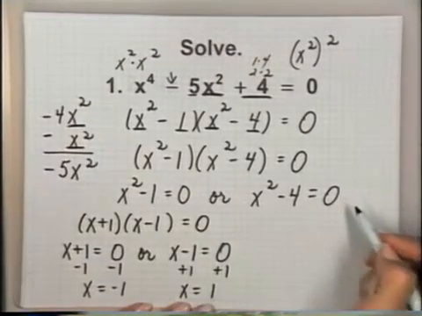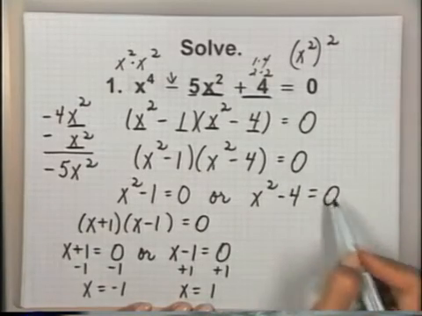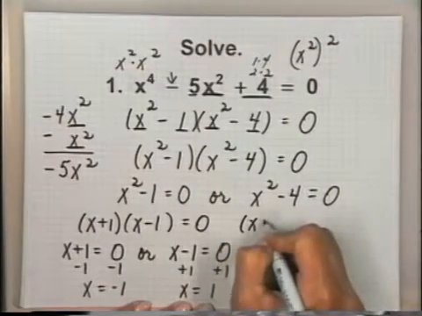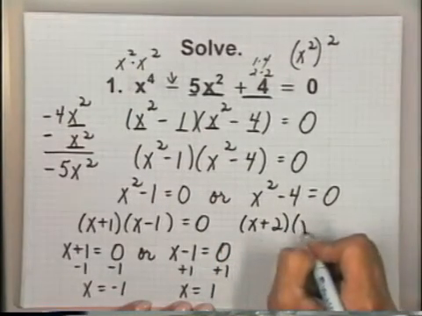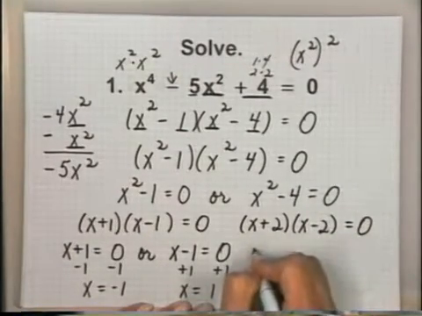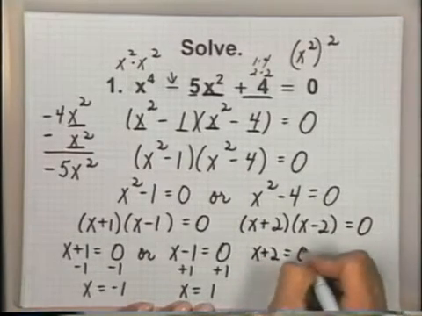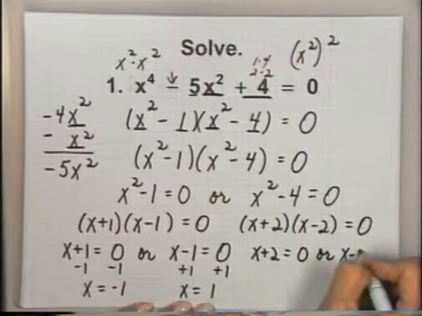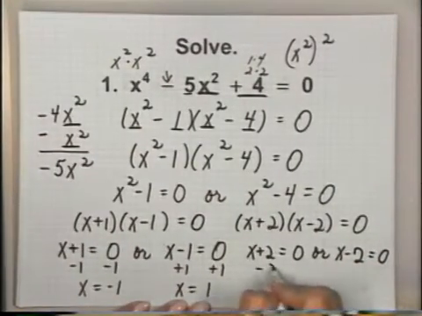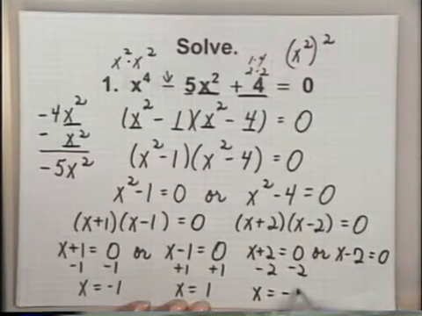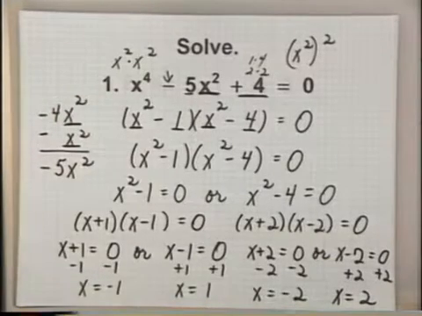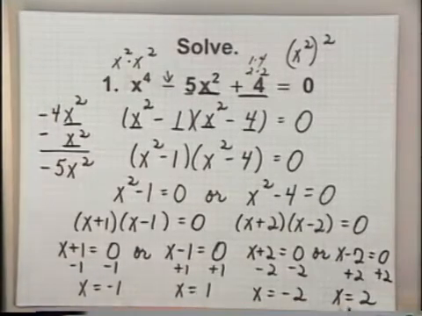Moving on to our second quadratic equation, x squared minus 4 equals 0. It also factors. It is the difference of squares. It factors as x plus 2 times x minus 2. Using the zero product theorem and setting each factor equal to 0. Solving each of these equations, let's subtract 2, and then let's add 2. So we get 4 solutions: negative 1, 1, negative 2, and 2.